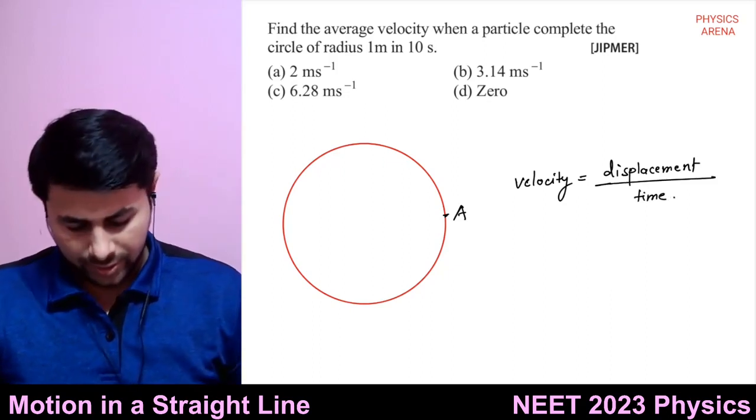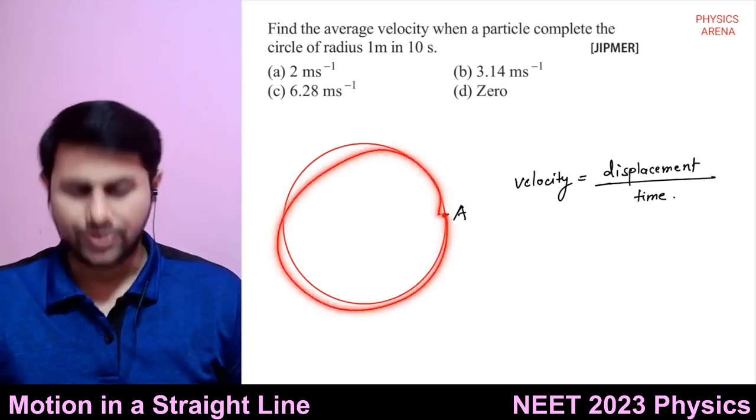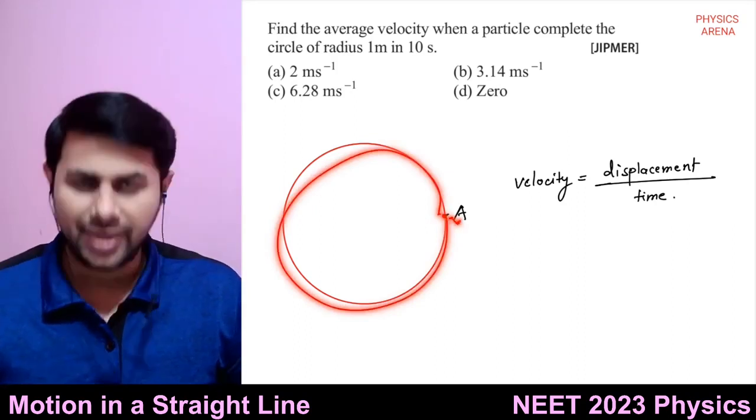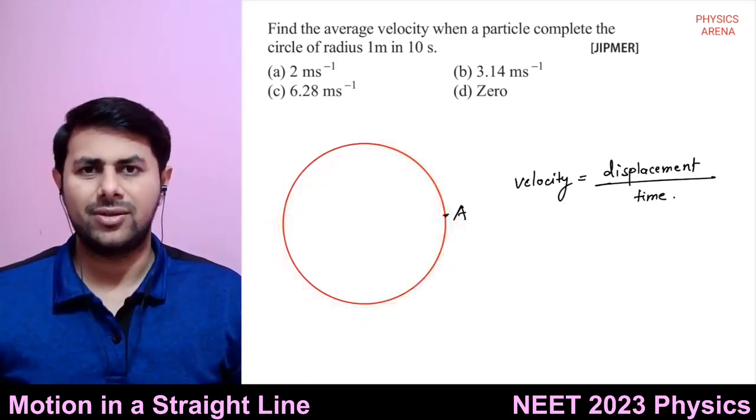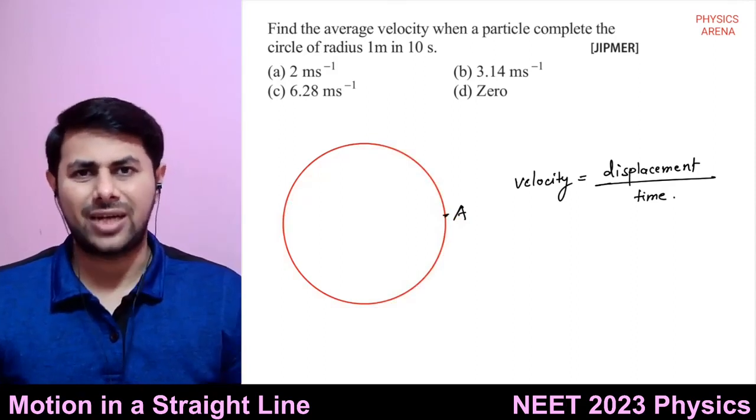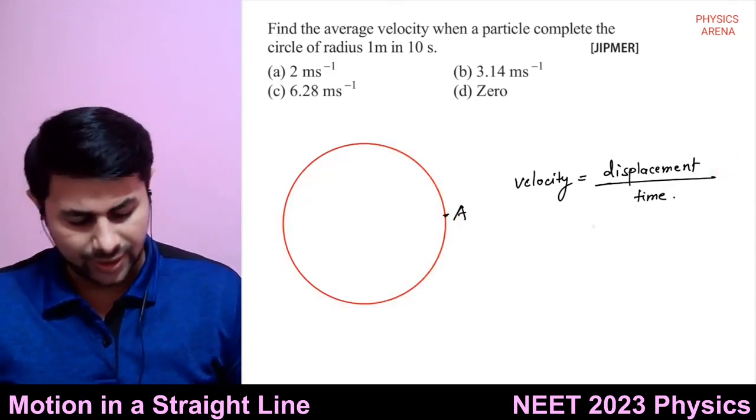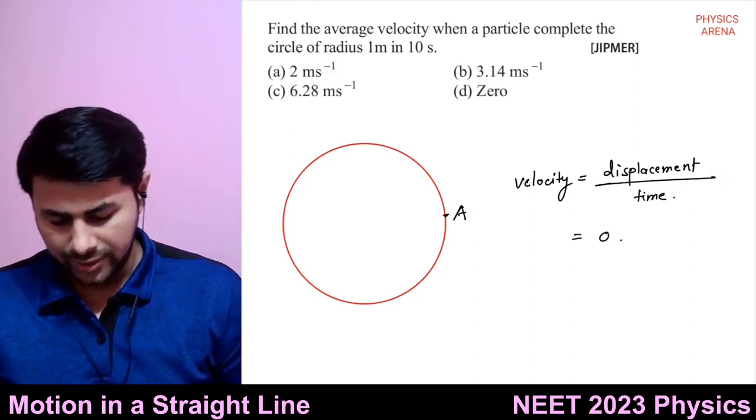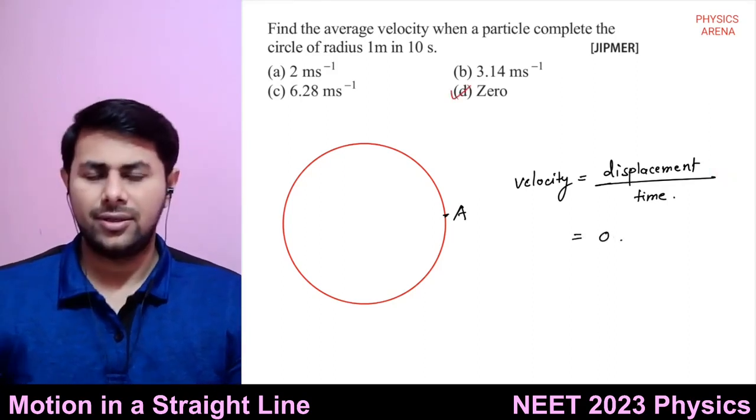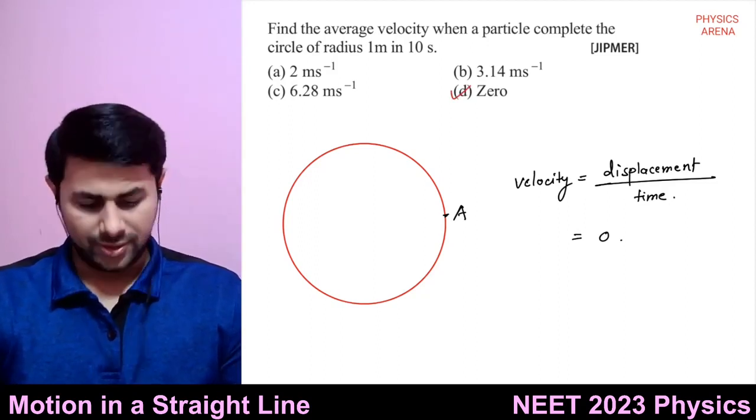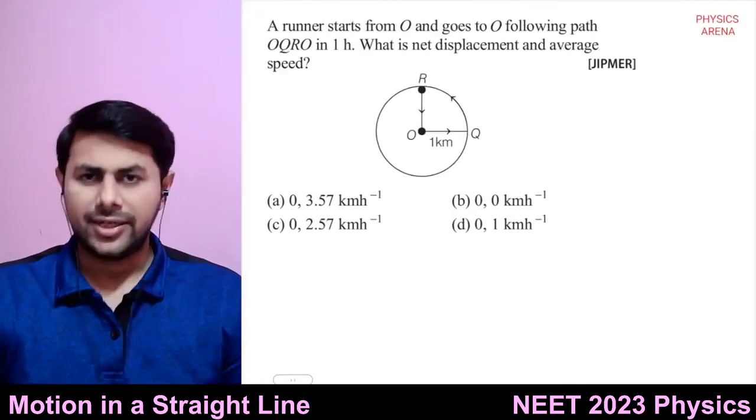So when it covers one revolution, it comes back to the same point. That means the starting point and the end point are the same. So there is no distance between start point and end point. So displacement is 0, and that's why the velocity is 0. So option D is the answer. So Sanjay, this is clear? Yes, sir. All right.